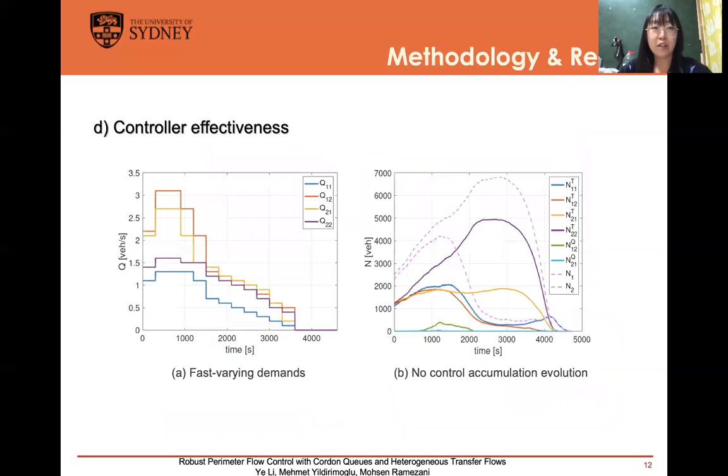Okay, now let's see the controller performance. A typical peak hour demand is applied, as shown in Figure A, and the accumulation evolution of no control scenario is shown in Figure B. As you can see in the figure, region 2 is the more congested region, since in no control case, the control inputs are always equal to the maximum values such that a few vehicles are queued at boundaries. As you can see, the values of queuing accumulations are very low in no control case.